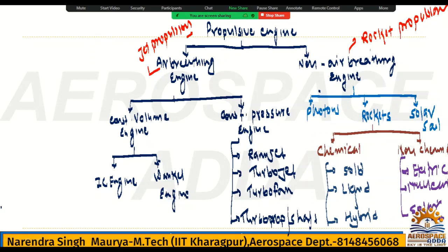So this differentiation and all the classification you should know at least. So where is our focus? Our focus is here only. See, this is our focus: solid, liquid, and hybrid propellant engine. This is our GATE syllabus. Earlier, this was the syllabus: ramjet, turbojet, turbofan. Similarly here, our focus is on solid, liquid, and hybrid. All right, remember this. Fine.